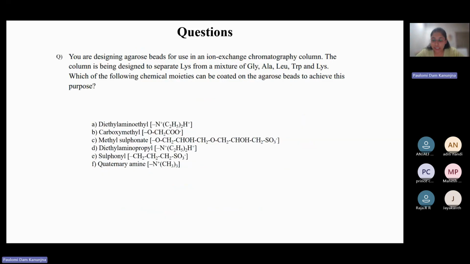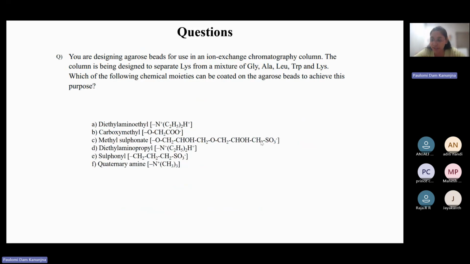And now we'll move to the next question, which is a very, very simple question. So you basically have to separate lysine from this mixture of glycine, alanine, leucine, tryptophan, and lysine. So if you want to separate lysine, which one of these moieties will you use? So what is lysine's charge? You think first that, and which respective charge will you use? And the answer is, it is already saying that we are using ion exchange chromatography.